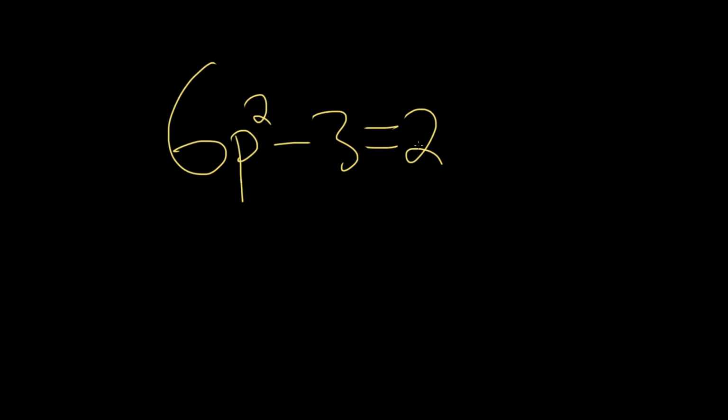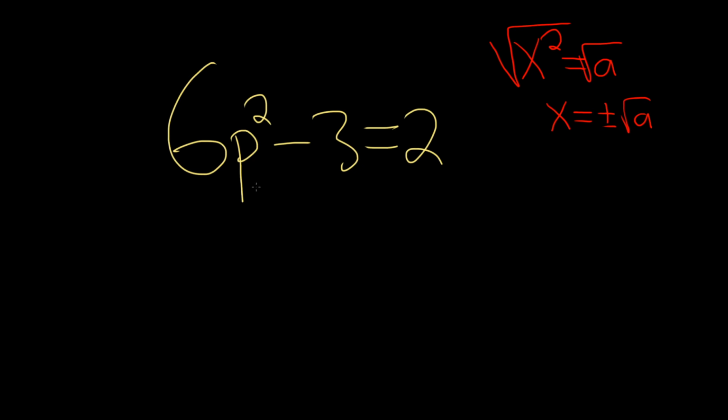In this problem, we're going to solve this equation for p. To do that, we're going to use something called the square root property. The square root property says if you have x squared, or any variable squared, equal to a number, say a, and you want to solve this for x, what you do is you take the square root of both sides. Then on the left-hand side, you will get x, and on the right-hand side, you'll get plus or minus the square root of a.